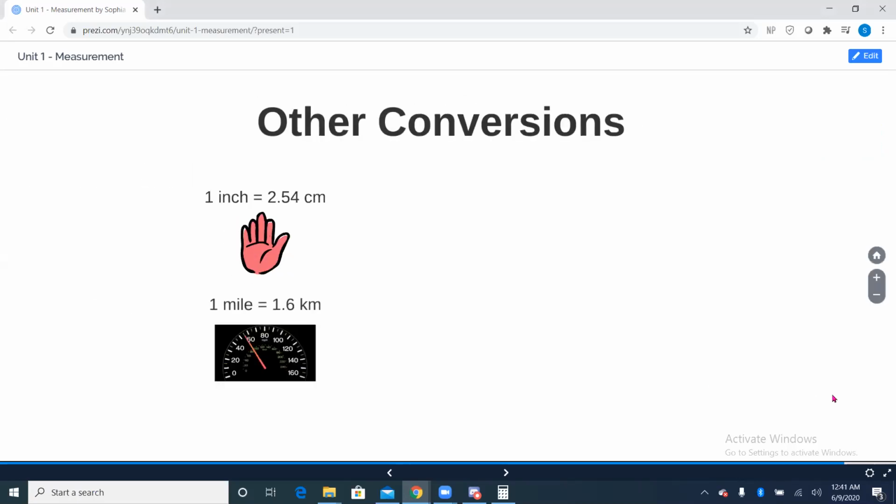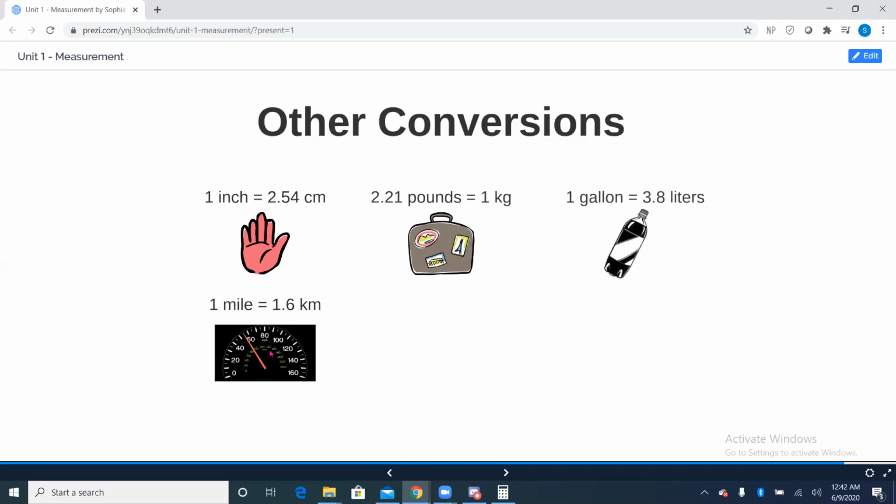Now, I said before that kilometers are smaller than miles. So that's why if you look on your speedometer, you're going almost twice as fast. It's about a 60% increase there on the kilometers per hour versus miles per hour. And for pounds, that bottle of smart water would weigh 2.21 pounds. A gallon of milk would be about the same as 2 liters, or rather 4 liters, 3.8 liters.